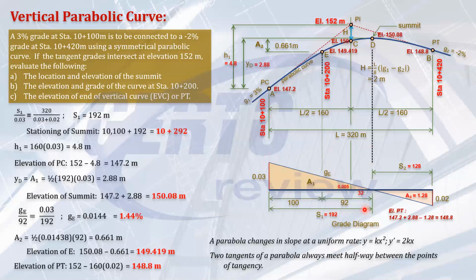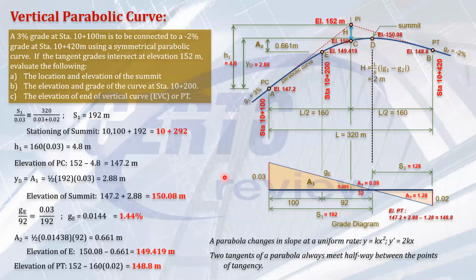So you can now solve the area of this very small triangle, 1/2 times 32 times 0.005. That will give you 0.08. So the difference in elevation from D to C is 0.08. So 150.08 minus 0.08 gives you 150 meters, as what we have using this formula. Okay, so that's additional information.